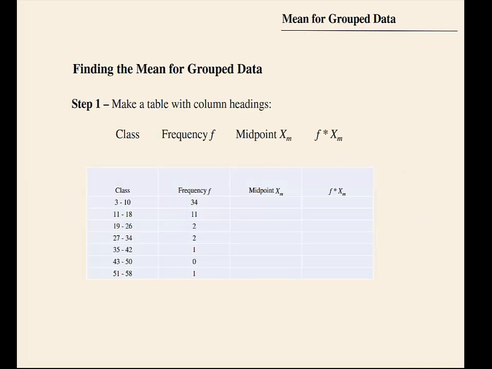Step 1. Make a table with the following headings: class, frequency, which we will abbreviate with the letter F, midpoint, which we will abbreviate with the letter X and a lowercase m in the subscript, and a column that will contain the products of the corresponding class frequencies and midpoints.